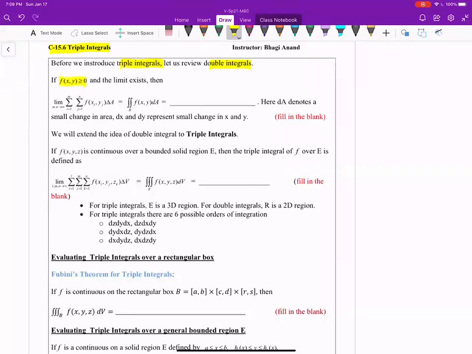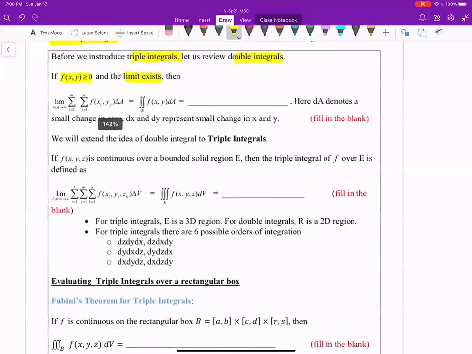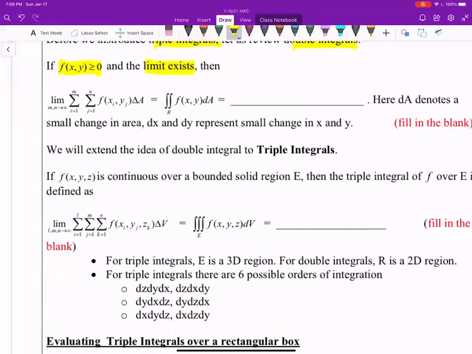If f of x y is more than or equal to 0, and if the limit exists, then the Riemann double sum, sigma i varying from 1 to m, sigma j varying from 1 to n, limit as m and n approach infinity, f of x_i y_j dA, which is written as the double integral over R of f of x y dA, represents a volume under the surface f of x y over the region R.